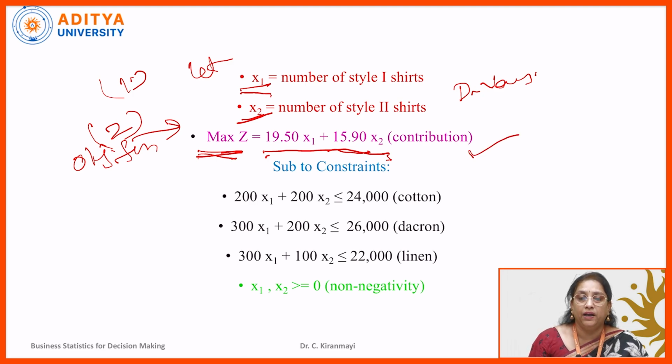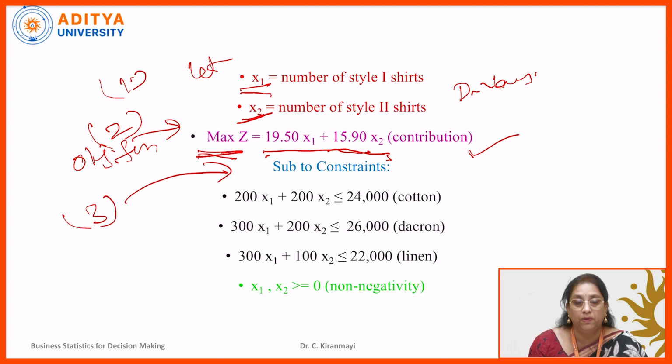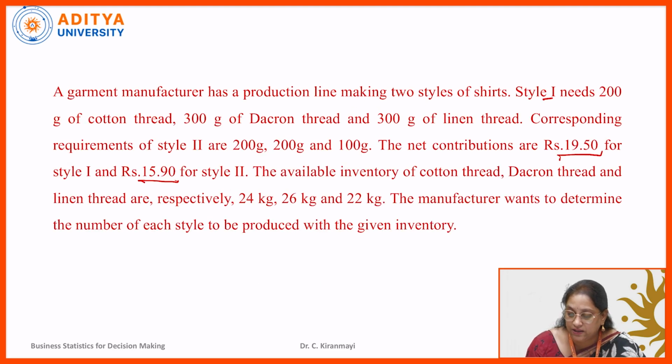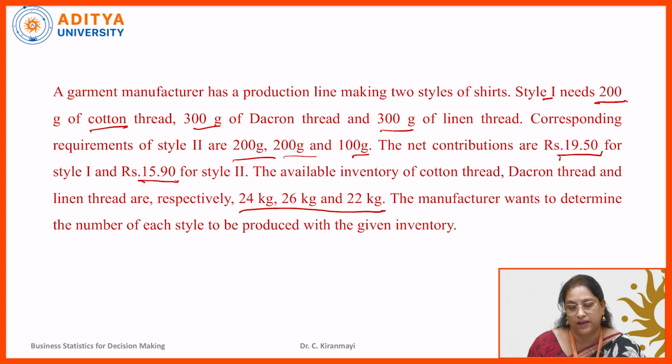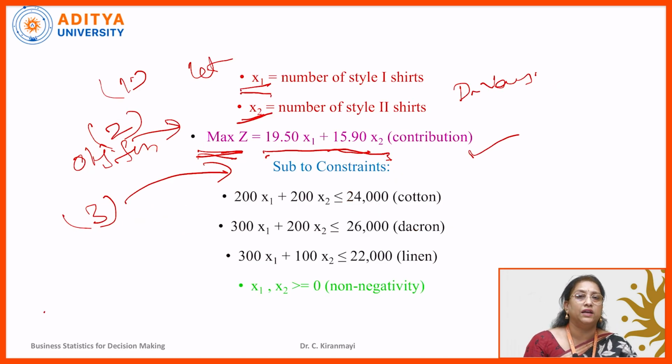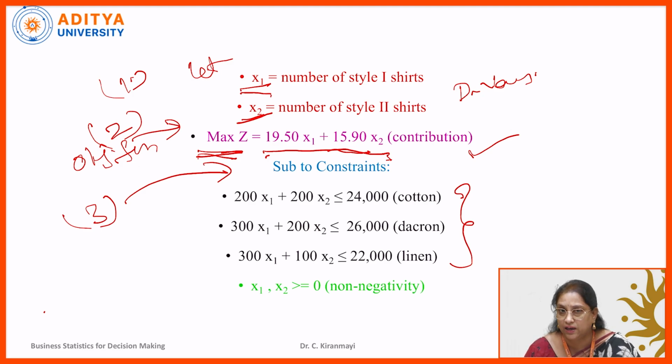And then the next component of the LPP, the third step in a linear programming problem, is to formulate the constraints. In the problem we are given that the style 1 shirt needs 200 units of cotton, 300 units of decron, 300 grams of linen. Likewise, for style 2 also we are given the requirements, and how many units of each thread are available is also given. Therefore, here the conditions are upon the resources, that is the three types of thread, which are available only in limited quantities.